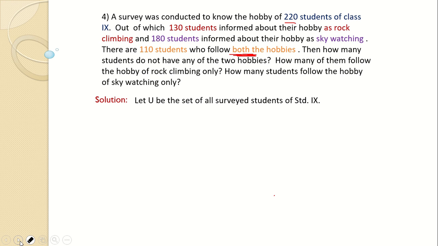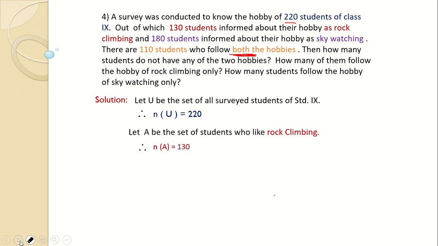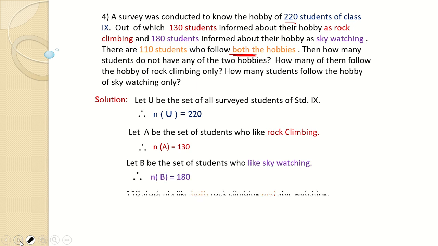Let U be the set of all surveyed students of standard 9. Therefore, n of U is 220. Let A be the set of students who like rock climbing. Therefore, n of A is equal to 130. Let B be the set of students who like sky watching. Therefore, n of B is 180. And 110 students like both rock climbing and sky watching. Just that word star, it is supposed to be sky, okay? Sky watching.